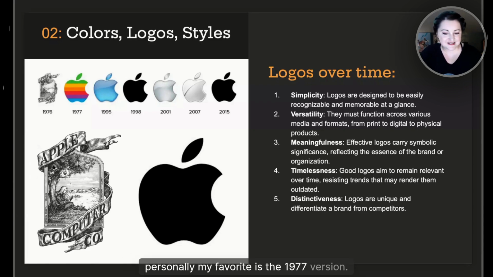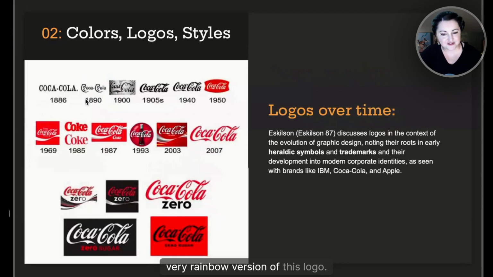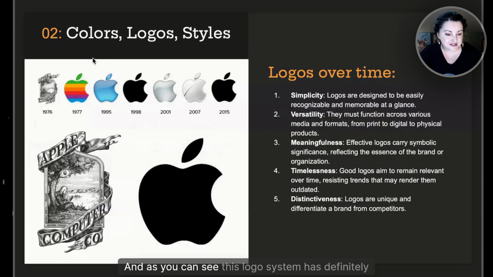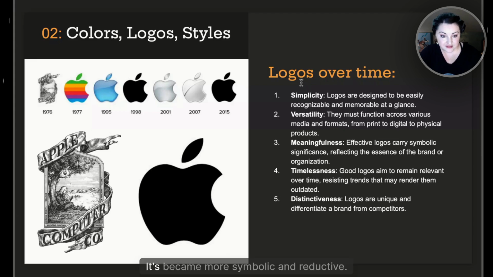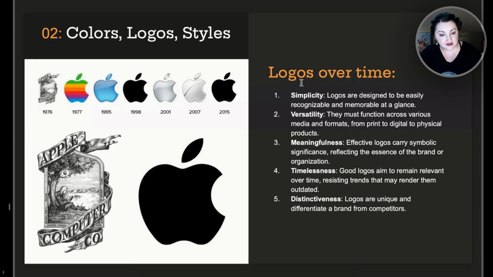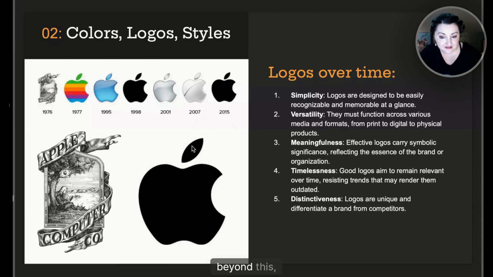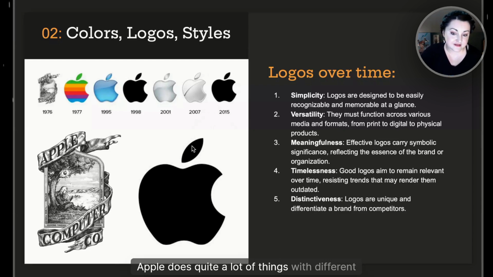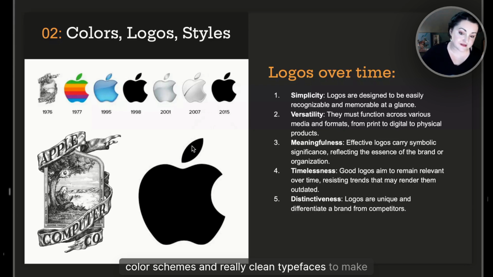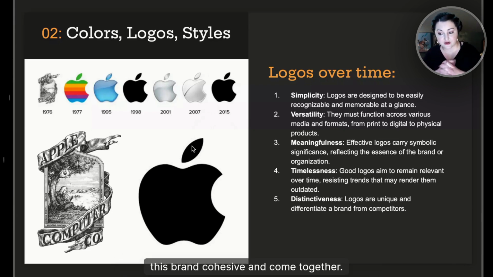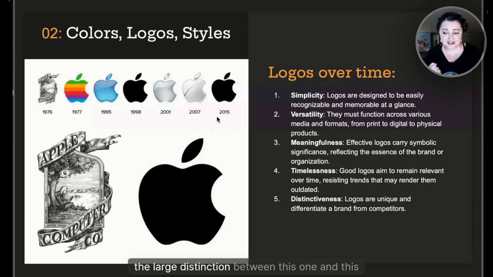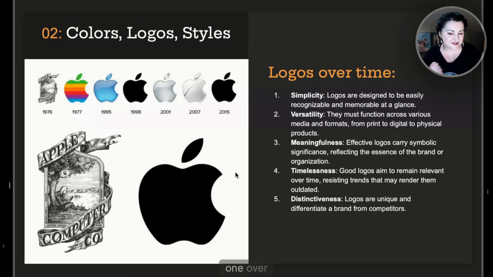Personally, my favorite is the 1977 version, very happy, very rainbow version of this logo. And as you can see, this logo system has definitely evolved. It became more symbolic and reductive, went through its Web 2.0 shiny, glossy phase, and then has increasingly become more of an Apple symbol to create that distinct brand. Beyond this, Apple does quite a lot of things with different color schemes and really clean typefaces to make this brand cohesive and come together. I just love to see the large distinction between this one and this one since the 1970s.